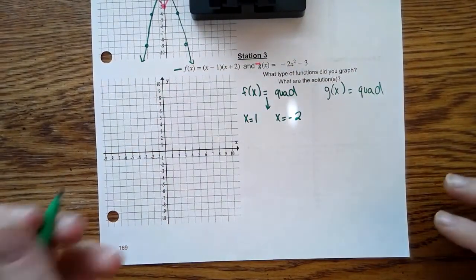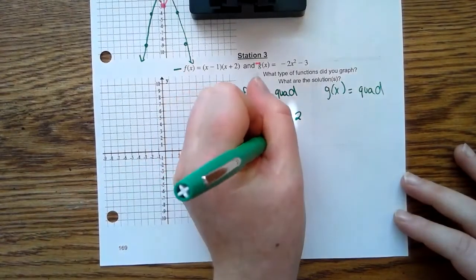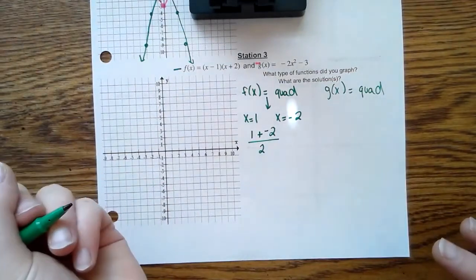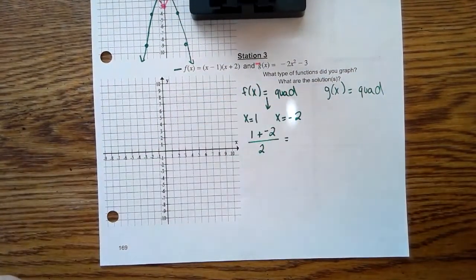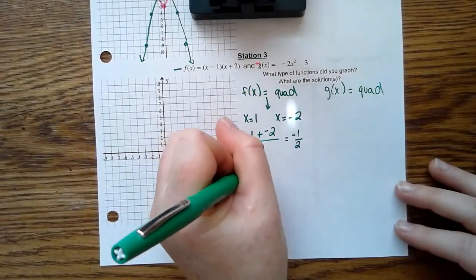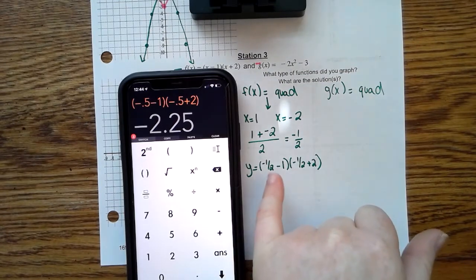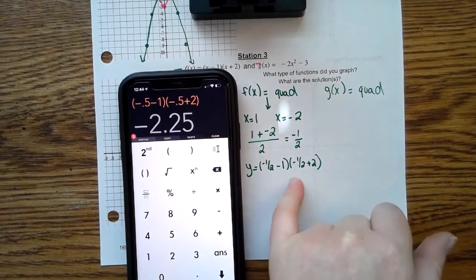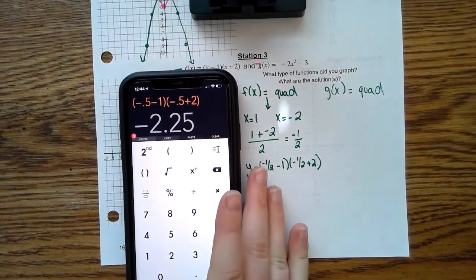as my intercepts. So to figure out what the middle is, I'll do 1 plus -2 over 2, which is going to be -1/2. And my y value, we'll just plug that in. If some of you are wondering what I'm actually plugging into my calculator, I literally just plug in -0.5 minus 1 times -0.5 plus 2, and I get -2.25. So we're just going to estimate that.